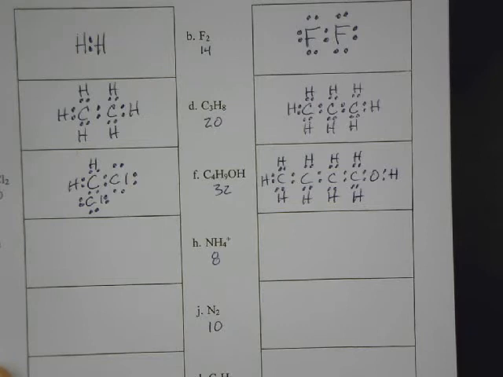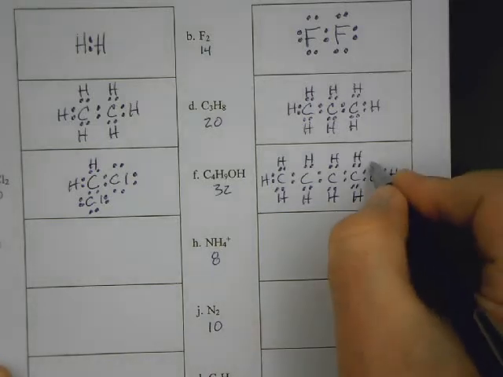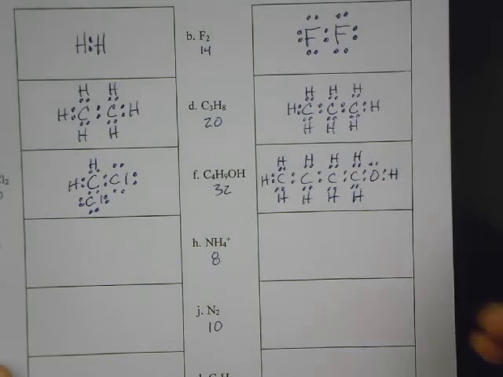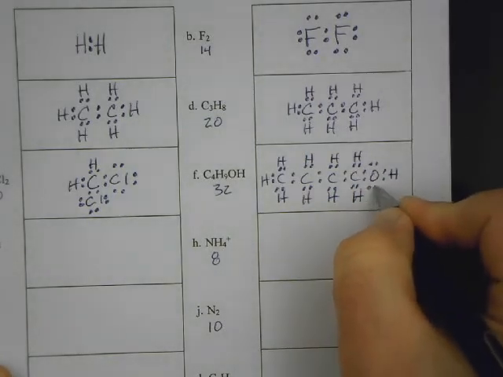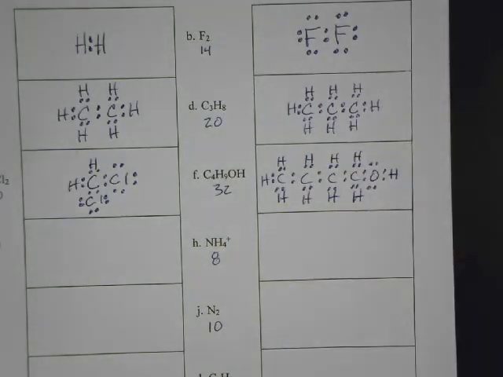And by the way, I have used 28 dots at this point. 30, 32. All the carbons are surrounded by 8. The oxygen is surrounded by 8. All the hydrogens got 2. That one is done.